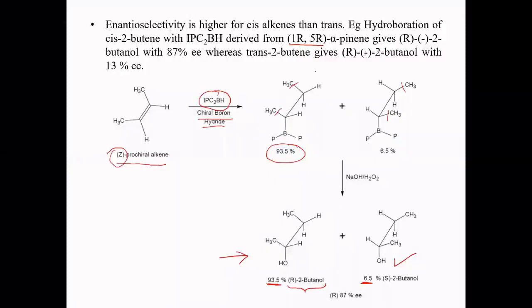Okay, here too, if I made the 1S 5S IPC twice BH, still remember it's the same type of reagent. The only thing you did is change its chirality. Therefore that reagent is also more active towards the cis alkene rather than the trans alkene, because the approach of the reagent will be the same. And that's why again it will show you better results for the cis alkene rather than the trans alkene.